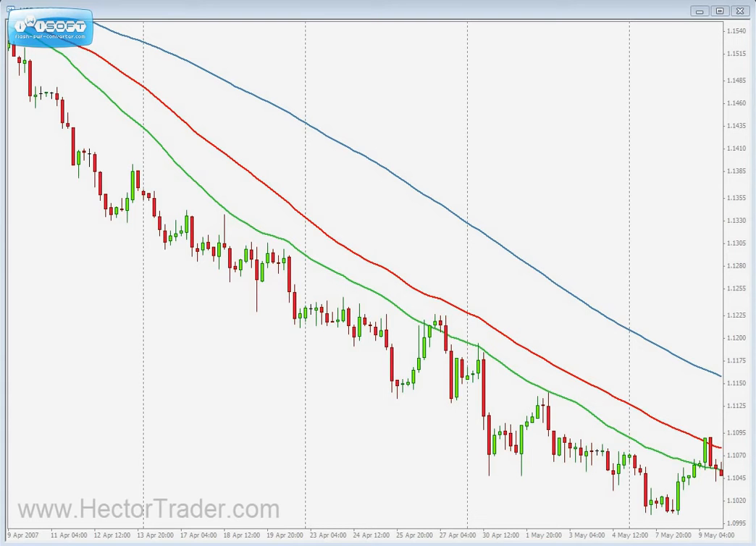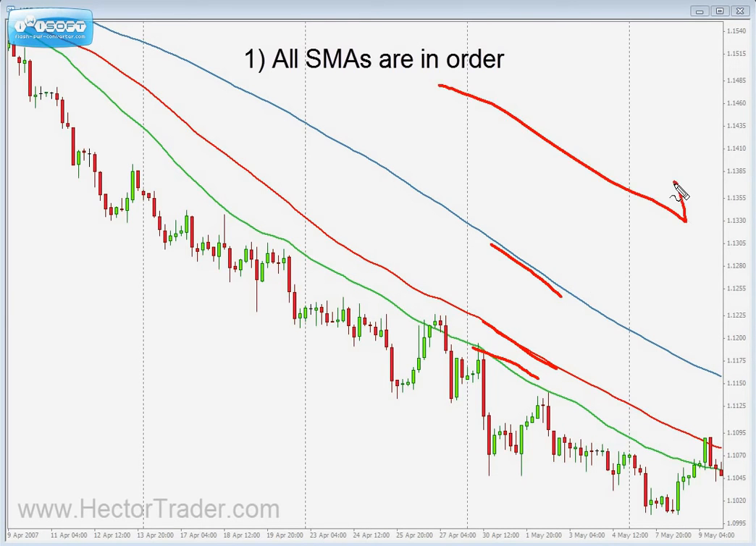All right, the first condition is that all the 3 simple moving averages are in order. As you can see, in this case we have the 30 moving average below the 50 and the 50 below the 100. That means that the first condition is fulfilled, and therefore, if all the other conditions apply, we are possibly looking into a solid downtrend.